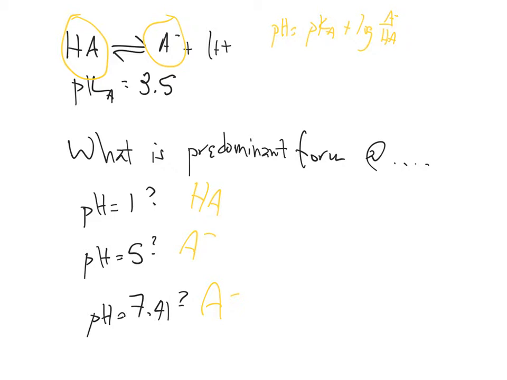I would suggest that you know how to do that because that's always good to know. It may be on a quiz or an exam, or it's just good to know in general. What you can do here is we know pKa, it's 3.5. We know the pH. So what you're going to do is you're going to have pH minus pKa is equal to the log of this ratio.